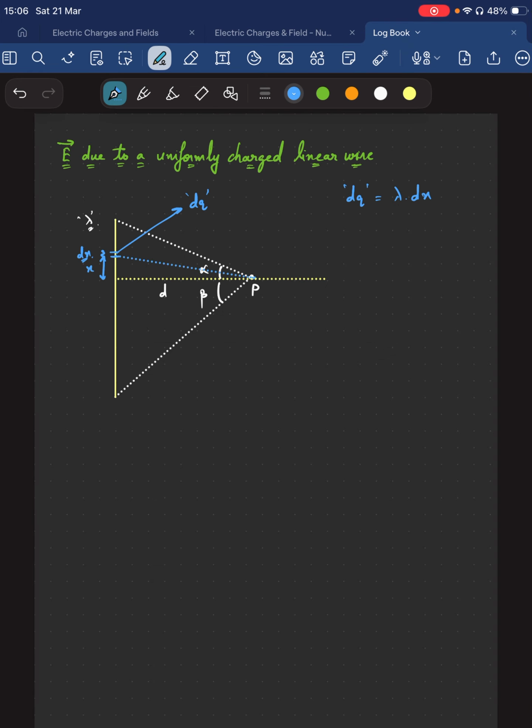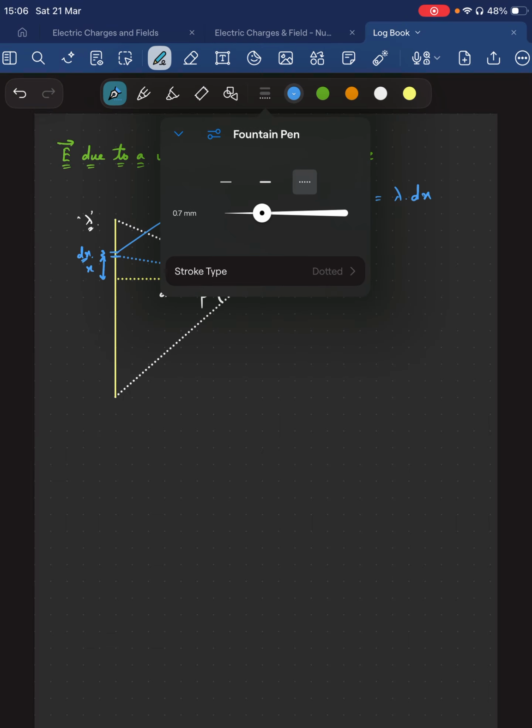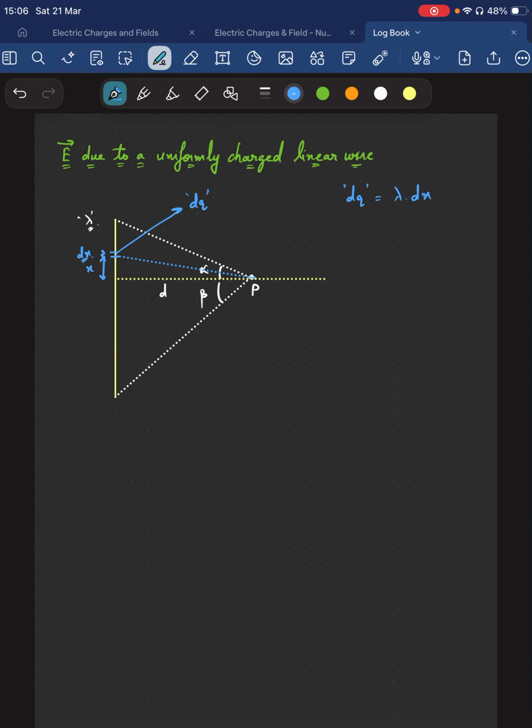At this point P, which is located over here, since we're assuming this to be positively charged, your direction of field will be radially outwards. So your direction of field here will be in this way. So let me call that value of field as dE. And what will the value of dE be equal to? We can say dE is equal to k into charge divided by r squared. So k into lambda dx divided by r squared, where r over here is nothing but this distance, right?